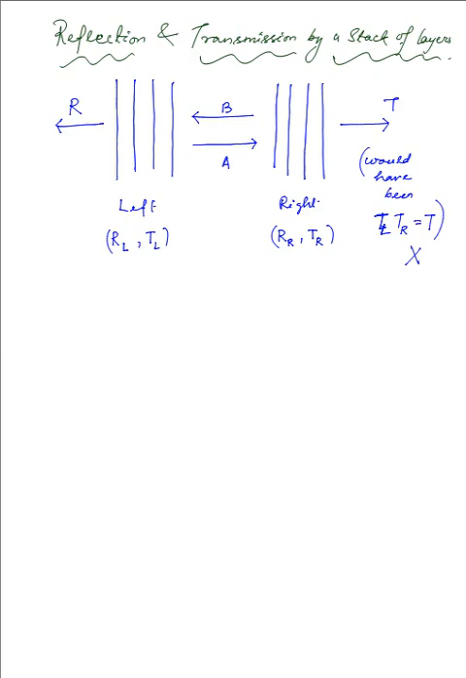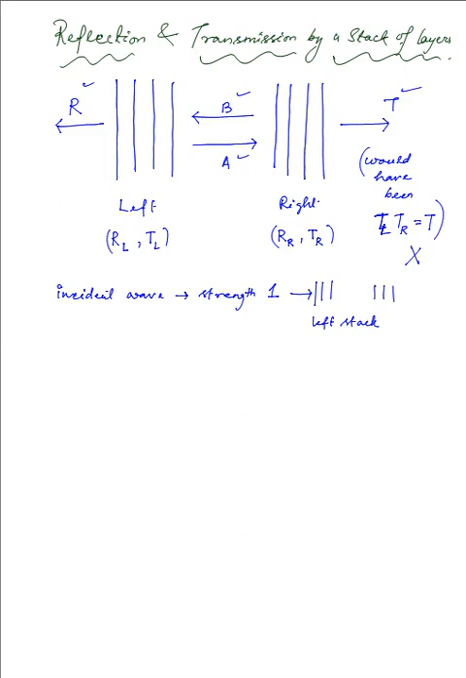Now we'll have to consider the figure. The unknown quantities to be determined are simply R and T, and before that it will be necessary for us to obtain the values of A and B as well. Now let us consider an incident wave of strength 1, a unit strength, that is incident on the first surface of the left stack, and we have the right stack later on.